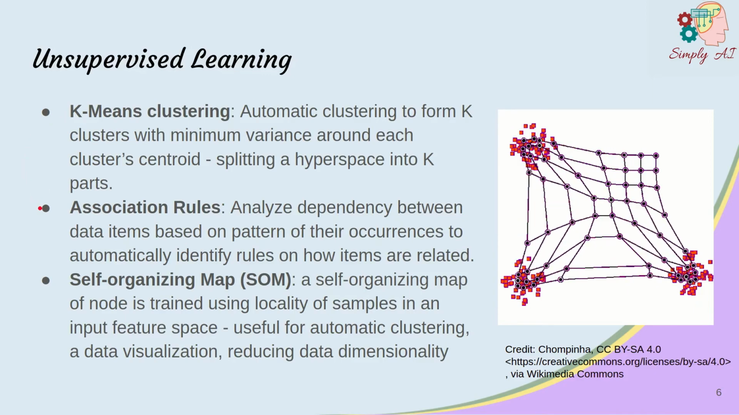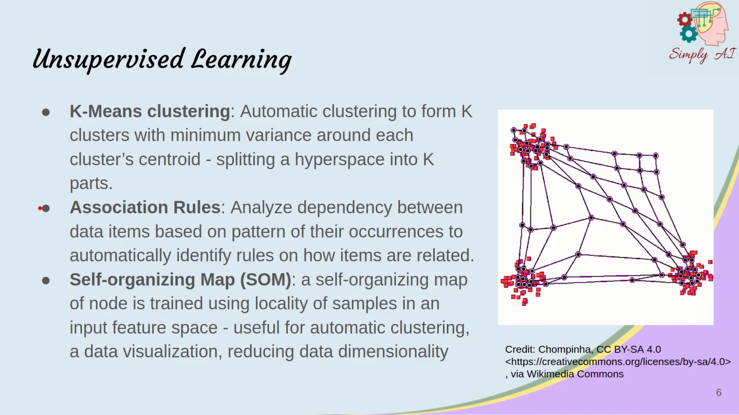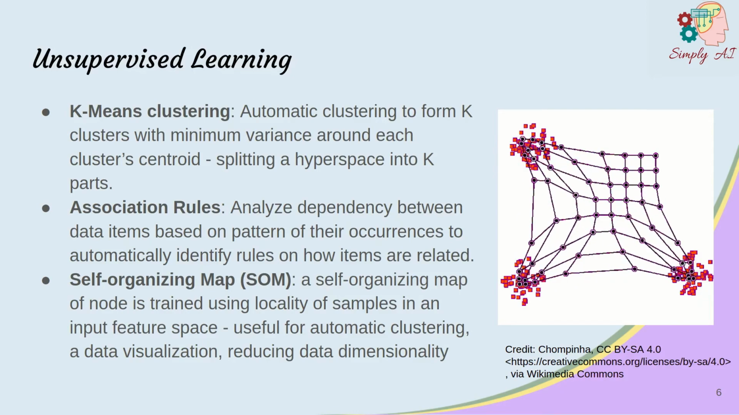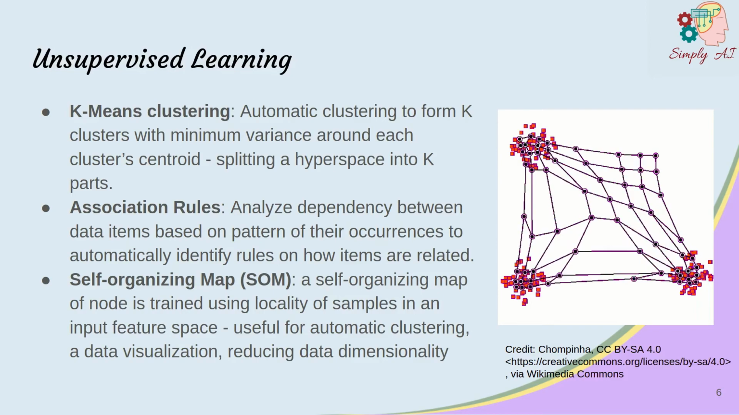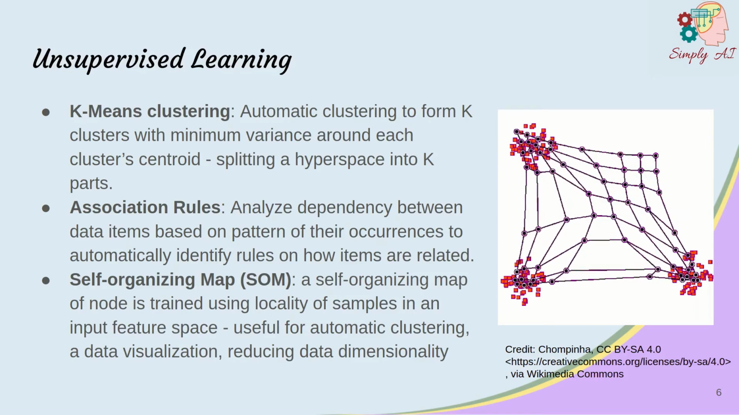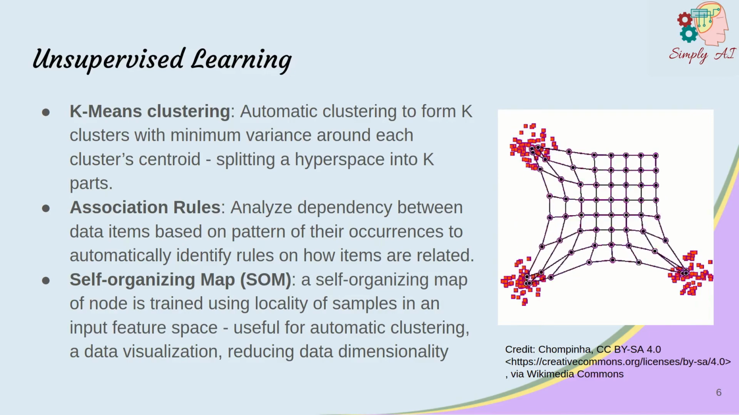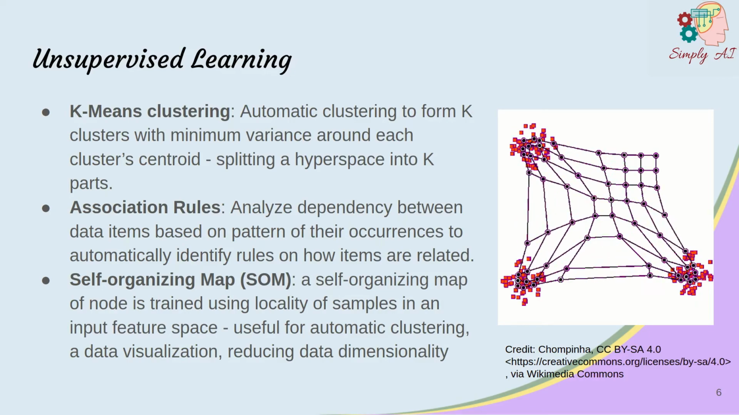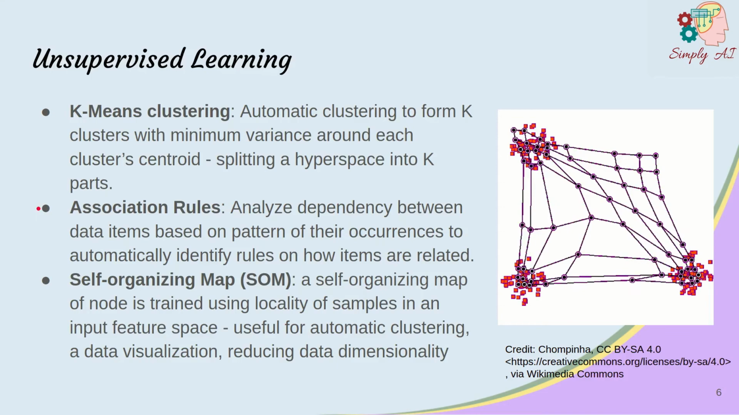Association rules analyze dependencies between data items based on the pattern of their occurrences in correlation with other items. It automatically identifies rules on how different items are related. It has many interesting applications such as commerce analysis, medical diagnosis, and protein sequencing.